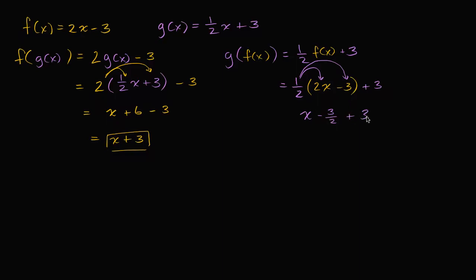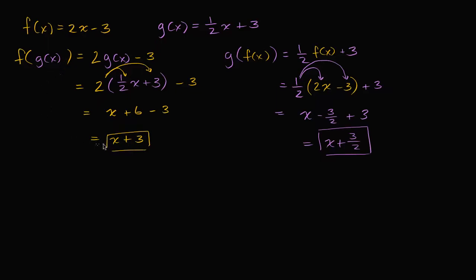So let's see, 3 is the same thing as 6/2. So 6/2 minus 3/2 is going to be 3/2. So this is going to be equal to x plus 3/2. So notice, we definitely got different things for f of g of x and g of f of x. And we also didn't do a round trip. We didn't go back to x. So we know that these are not inverses of each other.